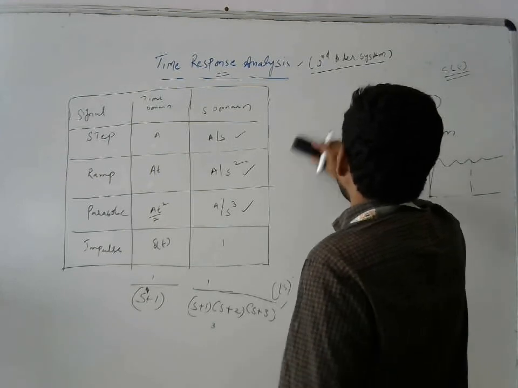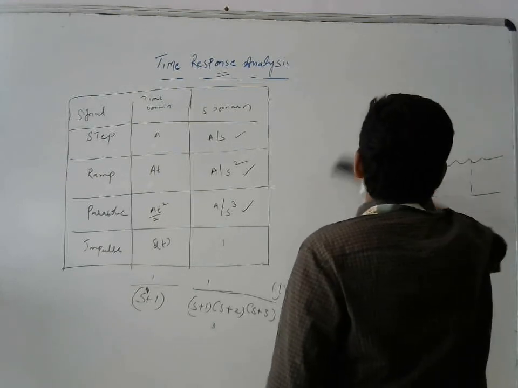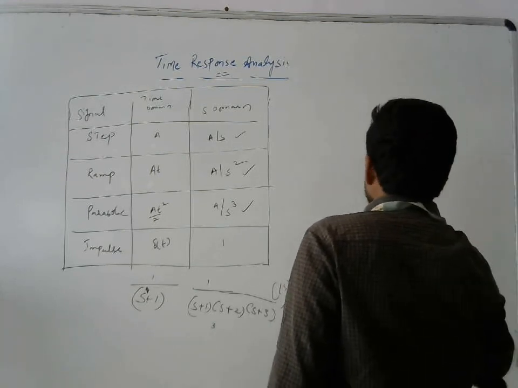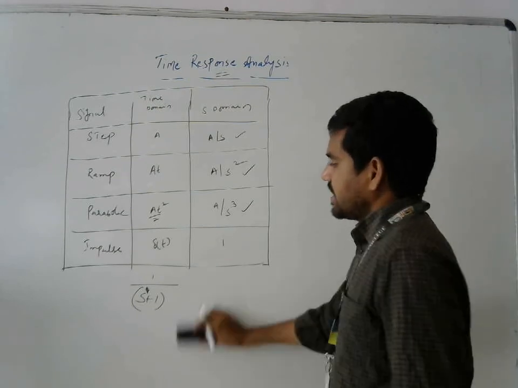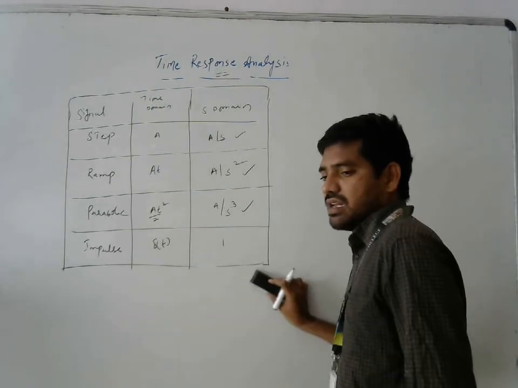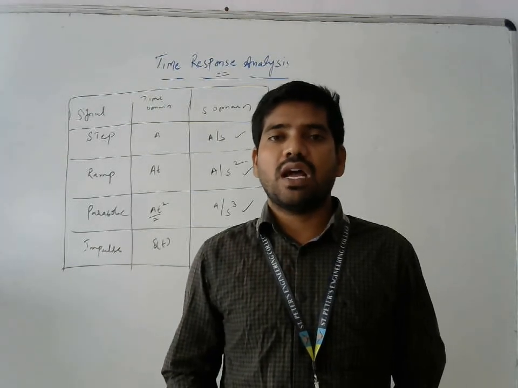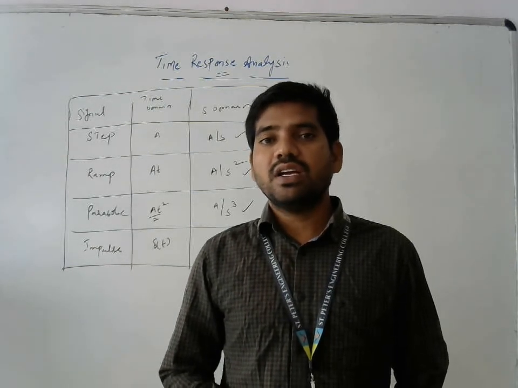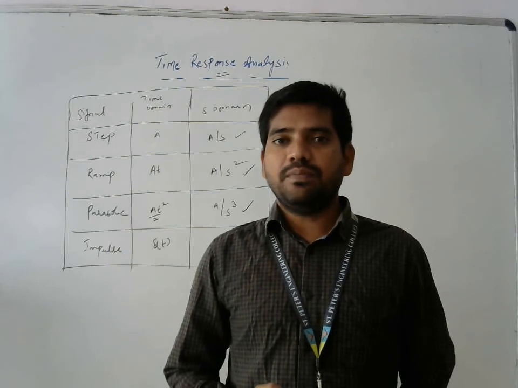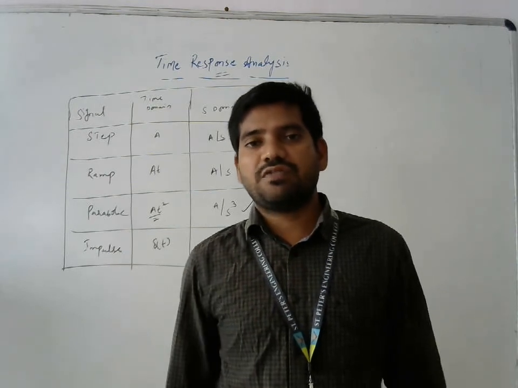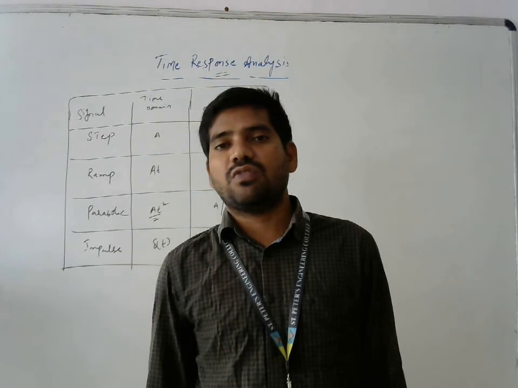That means in the time response analysis we discussed what the basic test signals are: step, ramp and impulse signals, and how their values vary. How the value of R of t varies with respect to time. When t equals 0, what will happen? When t is greater than 0, what will happen?